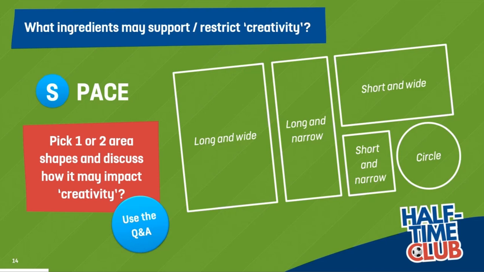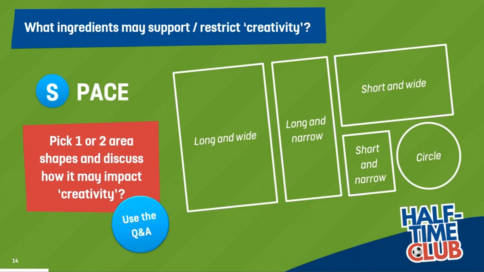Gavin shared that long and wide may encourage more longer balls. Short and narrow may encourage less touches of the ball when passing between each other. David said that a circle might probably support more ball mastery. Long and wide, creative pass or using pace to take a player on. Short and wide will force the player to find space, which probably will be out wide.